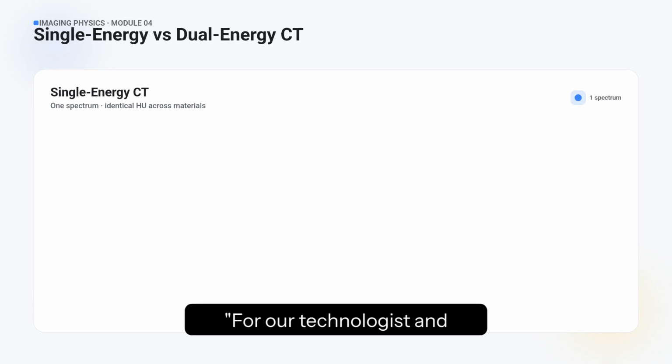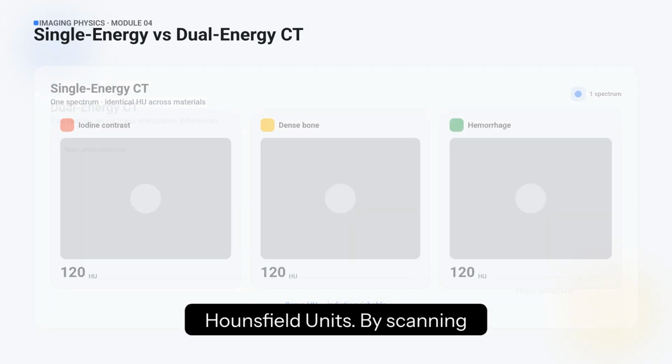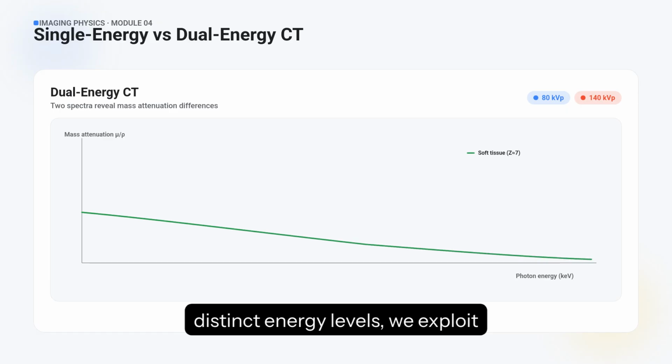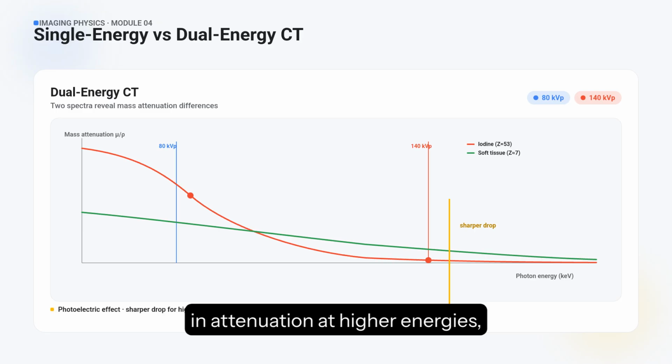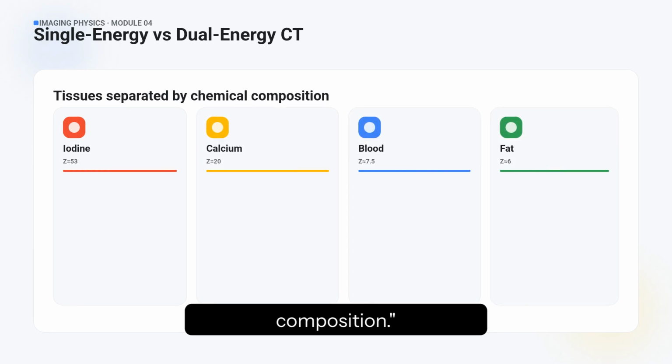For our technologist and student community, dual energy CT relies on fundamental X-ray interaction physics. Single energy CT measures linear attenuation coefficients at a single energy spectrum, where different materials can share identical Hounsfield units. By scanning anatomy simultaneously at two distinct energy levels, we exploit differences in mass attenuation coefficients caused by the photoelectric effect. Materials with higher atomic numbers show a much sharper drop in attenuation at higher energies, allowing us to separate tissue types based on chemical composition.